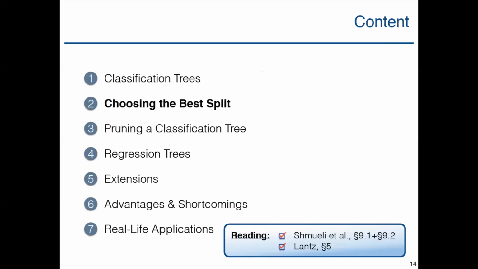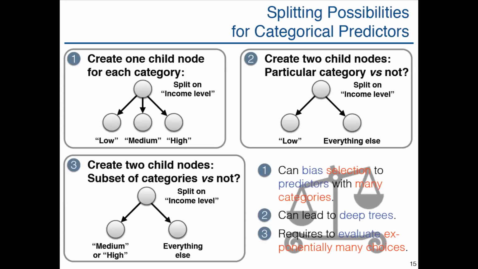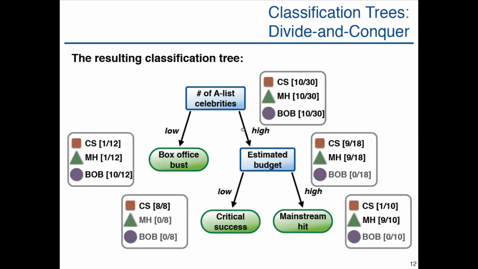So the first thing is, how do we choose the best split, right? So इसमें एक चीज ये भी होती है कि you have different possibilities for categorical predictors. So यहाँ पे what we just discussed, we only had two possibilities. It's a binary variable. It can take one or the other value.